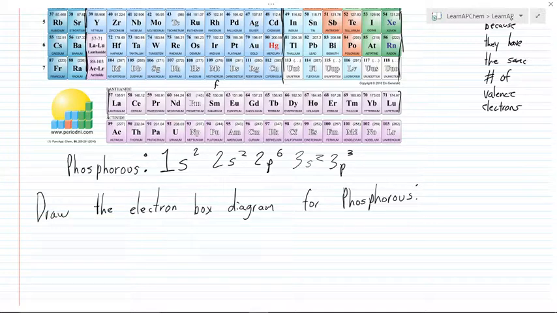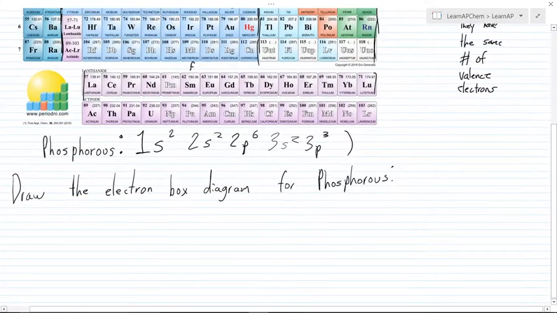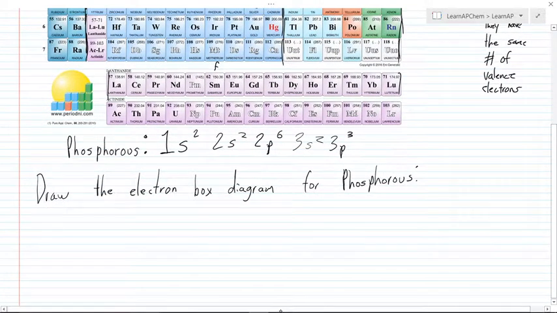Okay, so again, we'll jump back to this electron box diagram. If we look at our orbital diagram, electron configuration up here, we can see that we have different s orbitals and different p orbitals. But in the s's, we only have 2 electrons, but in the p's, we can hold up to 6.